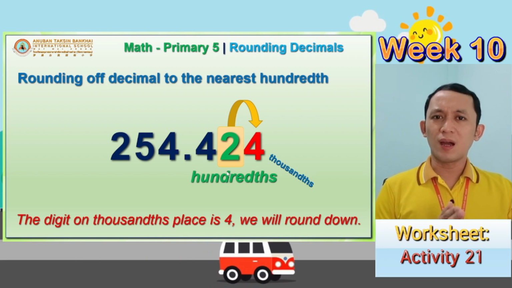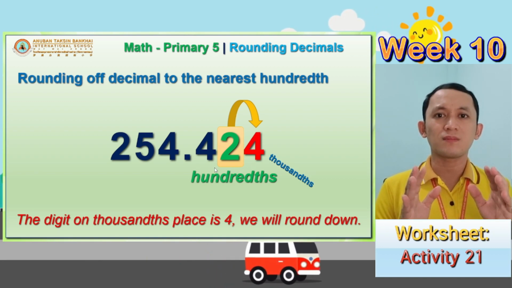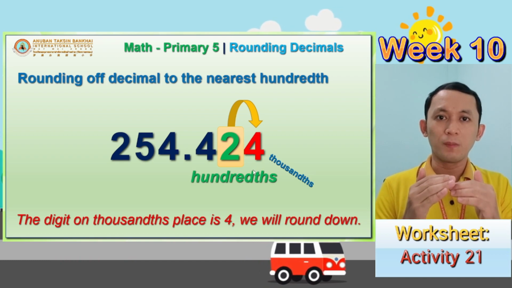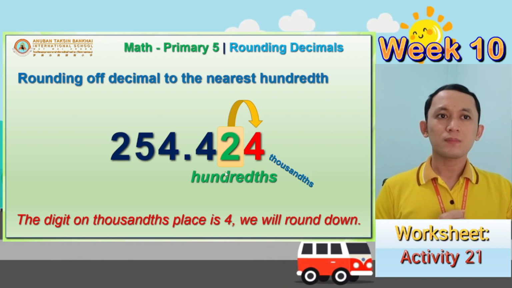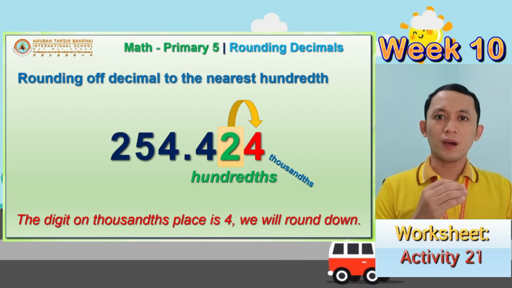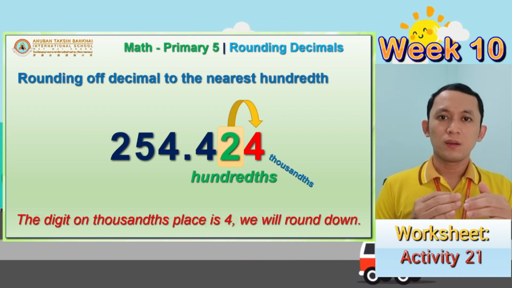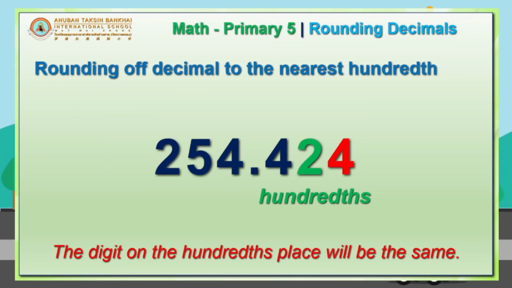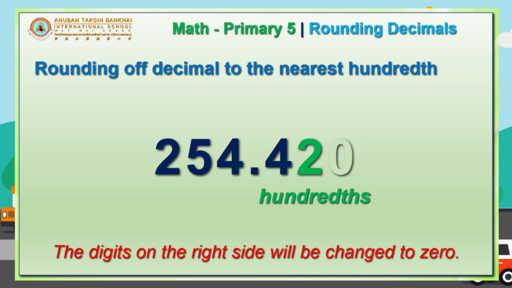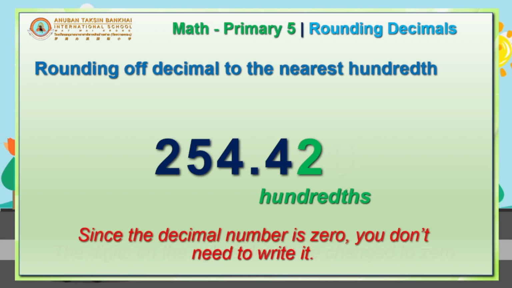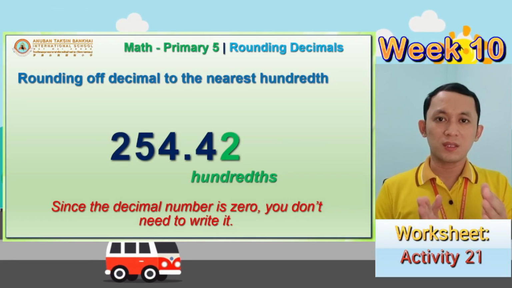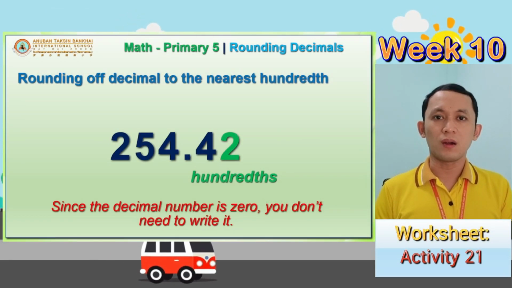When we say round down, it's actually the same as not changing at all, so the number will be the same as it is. After we round down our number, the digit on the thousandths place will then become 0. And if the digits on the right side are zeros, it's okay not to write them. You don't need to write 0 on those digits on the right side.